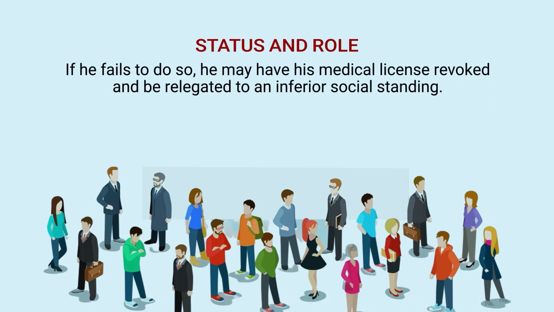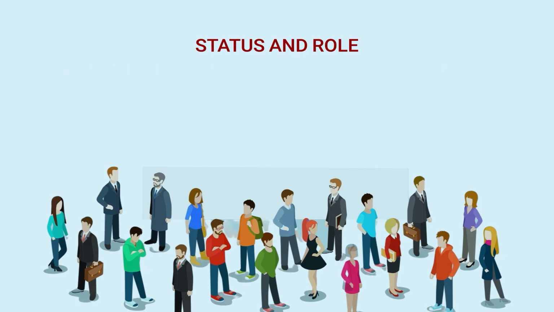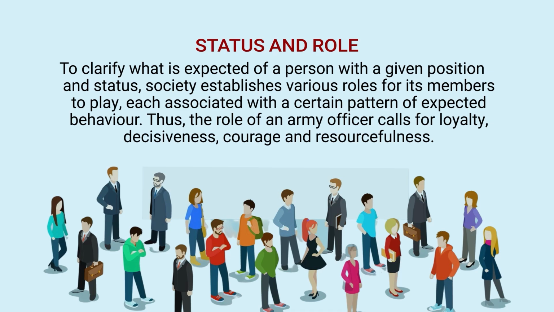If the doctor fails to do so, he may have his medical license revoked and be relegated to an inferior social standing. To clarify what is expected of a person with a given position and status, society establishes various roles for its members to play, each associated with a certain pattern of expected behavior. Thus, the role of an army officer calls for loyalty, decisiveness, courage, and resourcefulness. Here we can give more examples: as a parent, as a teacher, as a student, as a child.